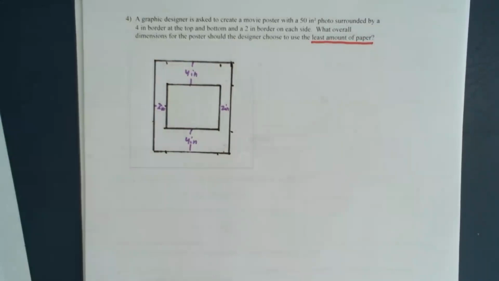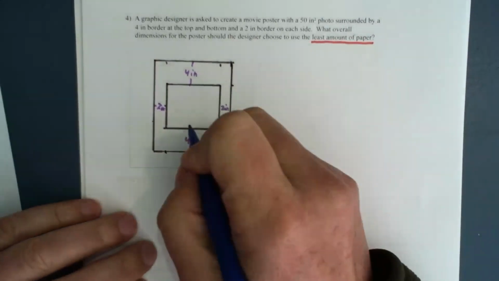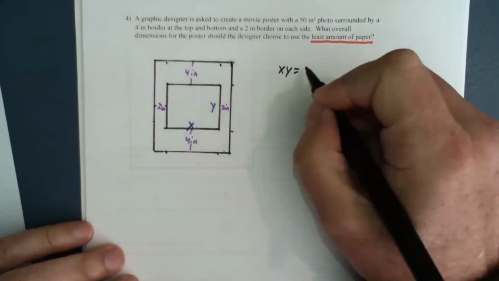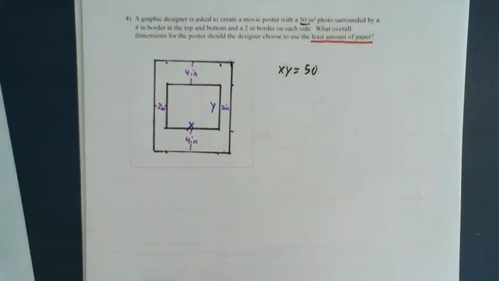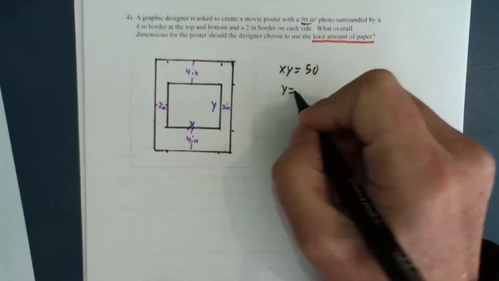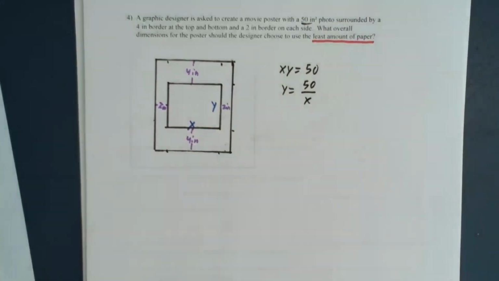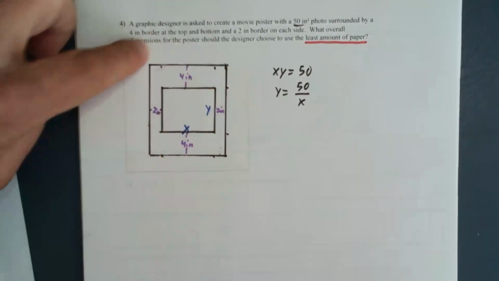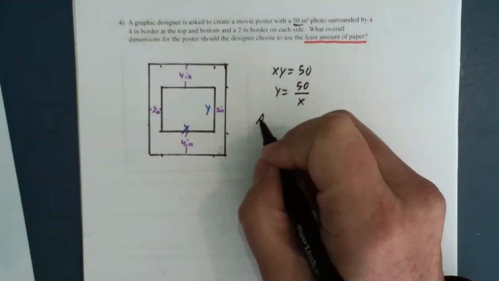All right, I'm going to call the actual picture, I'm going to call this dimension X, and I'm going to call this Y. So I know that X times Y has to equal 50 square inches, which means that Y is 50 divided by X. Now that's just this inner poster here, inner picture, I should say. The overall poster, the area, is going to be different.